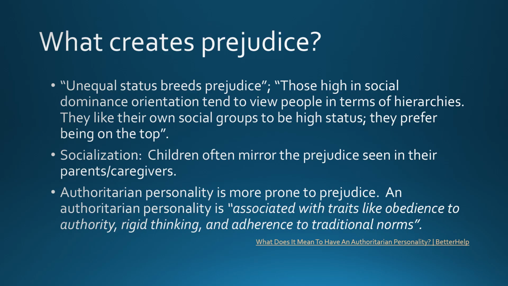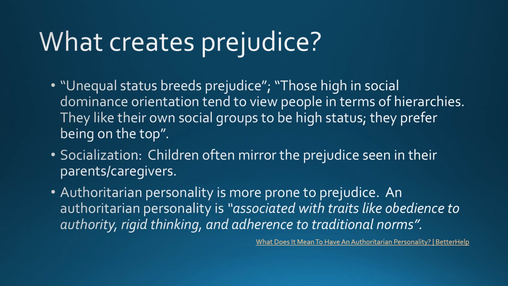So what creates prejudice? We kind of know what it is now. We know what prejudice, discrimination, stereotypes are. What creates it? Well, it seems that unequal status breeds prejudice. Those high in social dominance orientation tend to view people in terms of hierarchies. They like their own social group to be high status. They prefer being on the top. So it seems that they become prejudiced toward people in lower status. Socialization. Children often simply mirror the prejudice seen in their parents and caregivers. We simply copy what we see our parents do, and we develop those behaviors and those thoughts and attitudes.